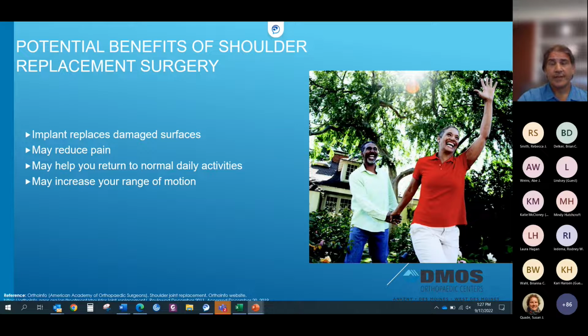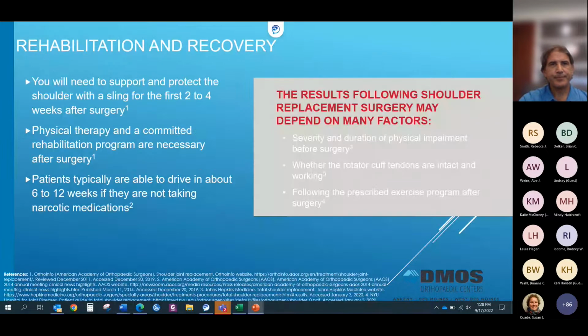Well, you guys know why we do this. If we've tried everything and it's failed, then this might help people have increased range of motion, less pain, and doing more activities of daily living without pain.